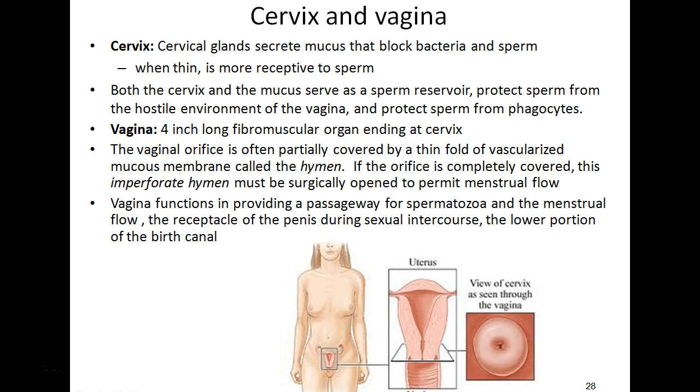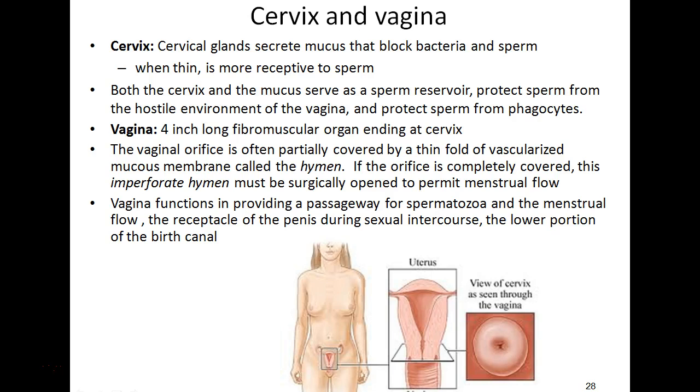After the cervix, we arrive at the vagina, which is going to be a roughly 4-inch long fibromuscular organ. This thick-walled organ connects with the uterus at the cervix and acts as a sort of birth canal and the site of sexual intercourse. This vaginal wall is going to have 3 tunics, 3 layers. It's going to have an inner mucosa, middle muscularis, and an outer adventitia.